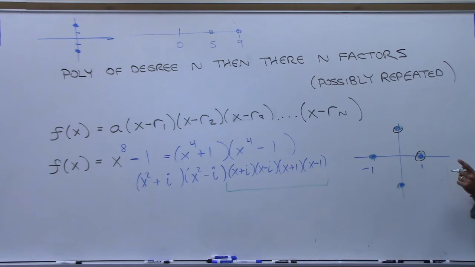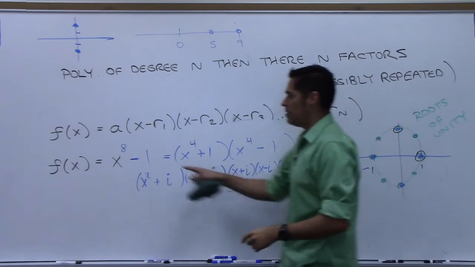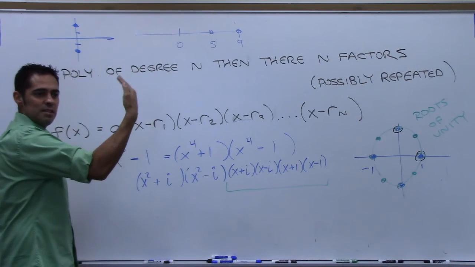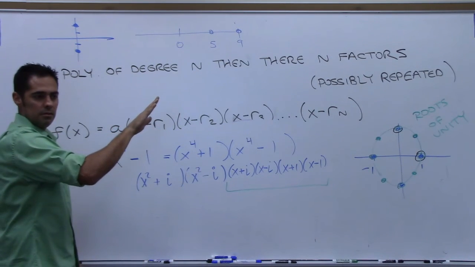Those other ones are going to lie on a circle, because all those points lie on a circle, right? And they will actually be these corners right here. They're all equally spaced around the circle. These are called roots of unity. So if I had x to the 16th minus 1, I would have 16 equally spaced dots going around the circle.